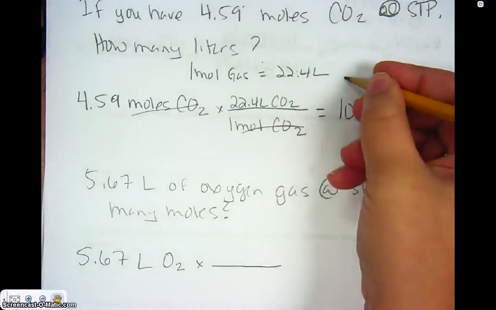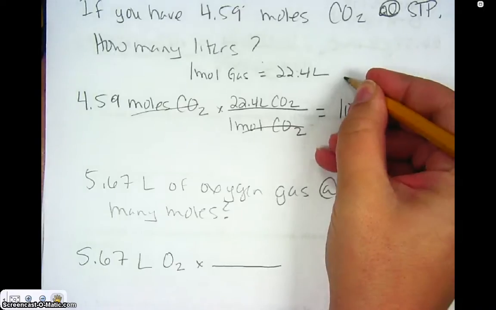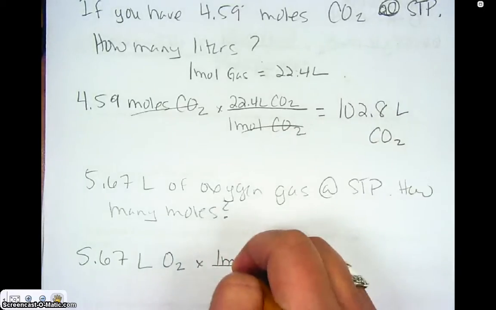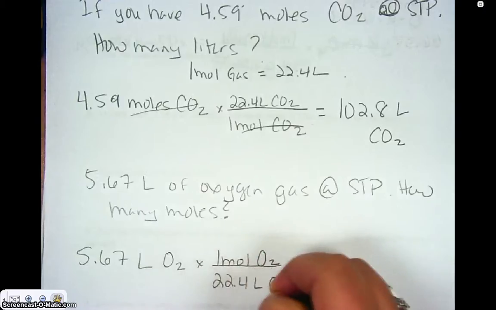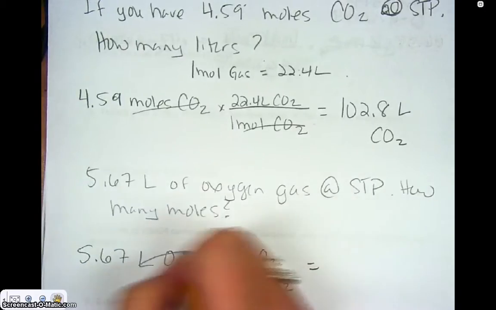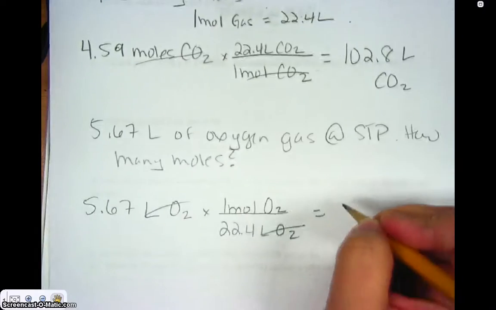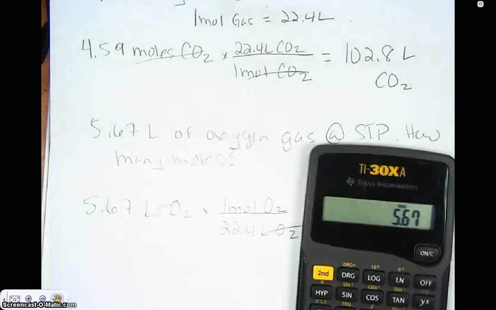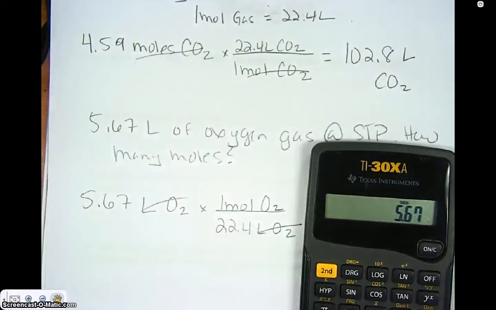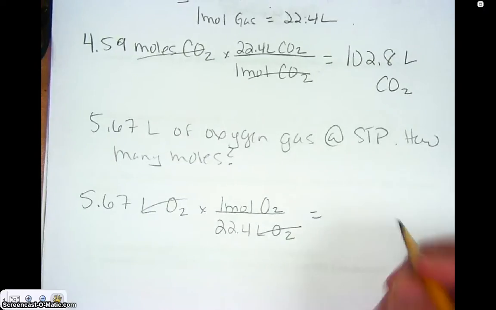Then I'm going to use my conversion factor here. I want to go to moles, so moles will be on top. And I know that 1 mole of O2 is 22.4 liters of O2. So my liters of oxygen will cancel, and I'll be left with some number of moles. I'll just take 5.67 and divide by 22.4 because it's on the bottom, and I get 0.25 moles of O2.